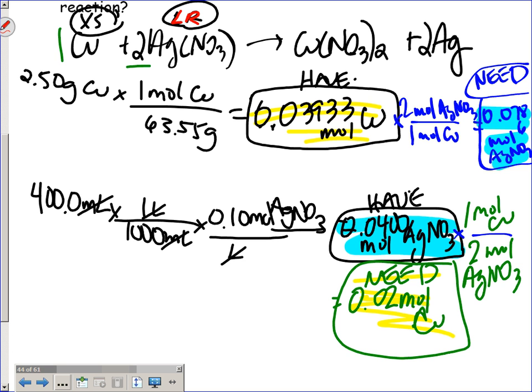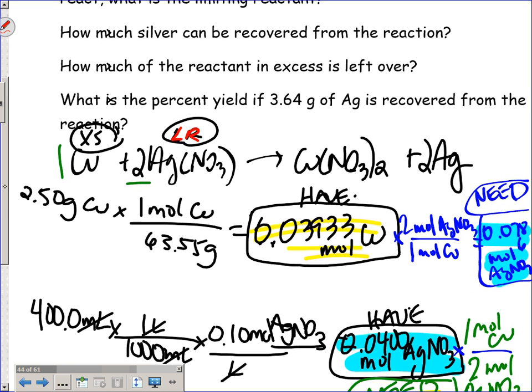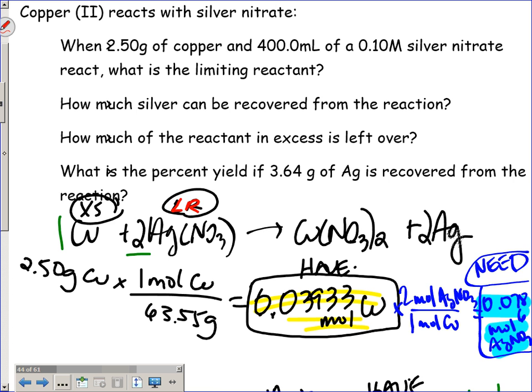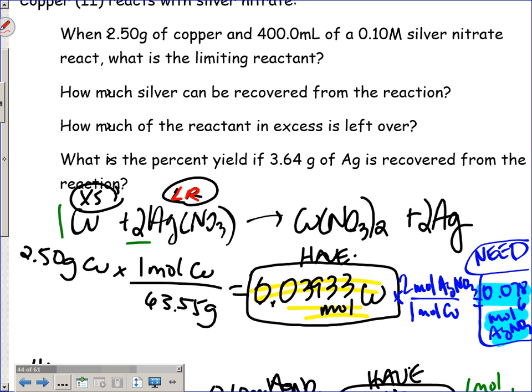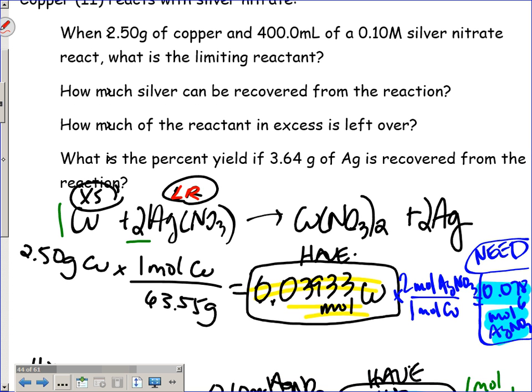And then let's look at our question and see what this is actually asking, because this is organizing our facts over here. So question, what's the limiting reagent? We got that. How much silver can be recovered from the reaction? Well, what is that really asking? How much silver can be recovered? Grams of silver. It's actually just asking grams of silver. Where's that on here? Product.